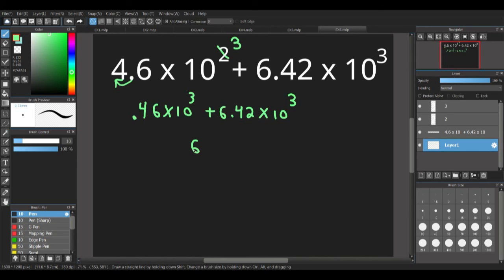That will give us 6.88. Now, our new coefficient is precise to the hundredths, and so are both of our original coefficients, so we do not need to touch this. This is already in the correct amount of significant figures. So all we have to do now is bring down our exponent, which is 10 to the 3rd. In fact, this is our final answer because our coefficient is less than 10. So our final answer is 6.88 times 10 to the third.